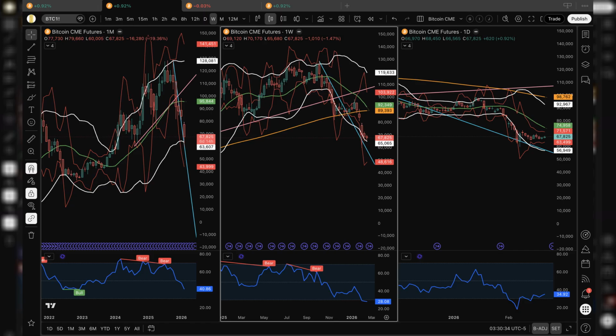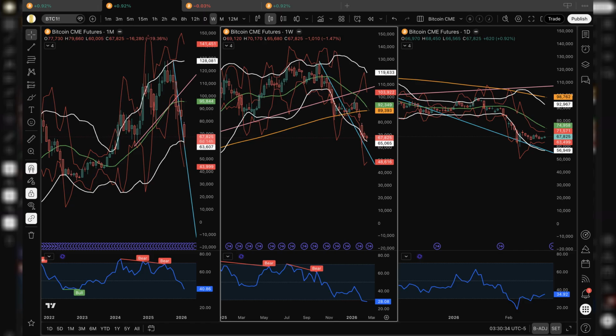The 20-moving average on the monthly timeframe remains relatively flat. There is no meaningful slope expansion yet. Distance from the 20 MA has narrowed compared to prior impulsive phases. That narrowing reduces structural acceleration.